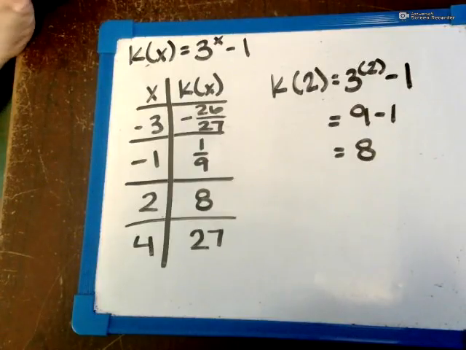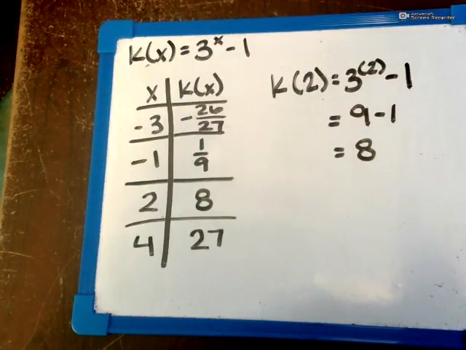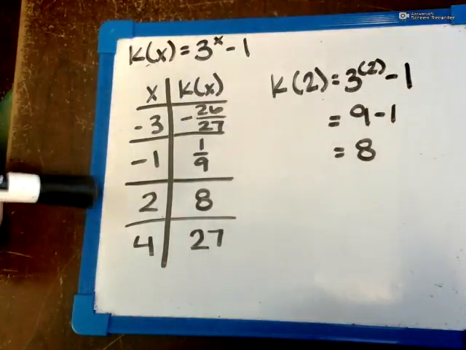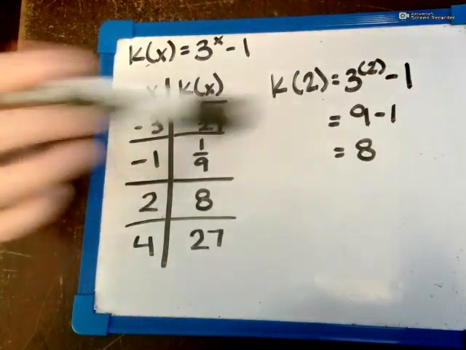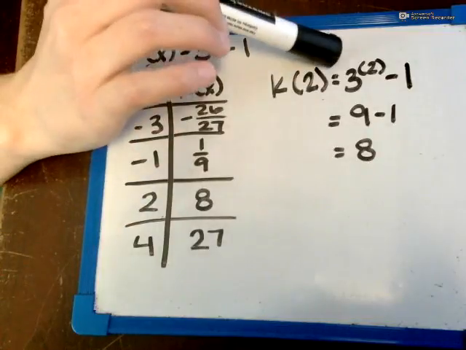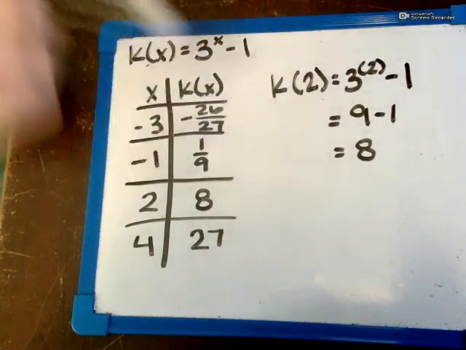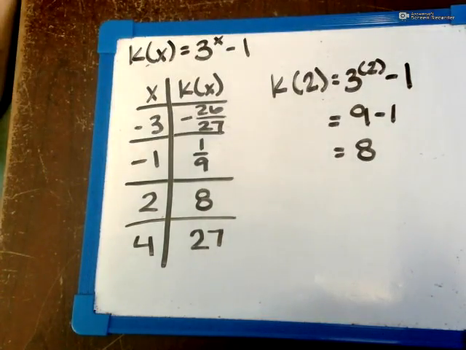On this one, the book and I also don't agree, so maybe I wrote down the original problem wrong, I don't know. But if you take this formula and the value of 2 for x, you have k of 2 equals 3 to the second power minus 1. 3 times 3 is 9. 9 minus 1 is 8. The book says the answer's 3. So again, I don't know.